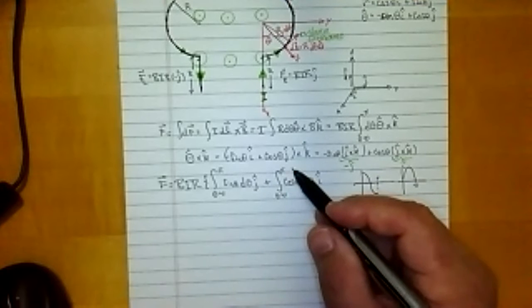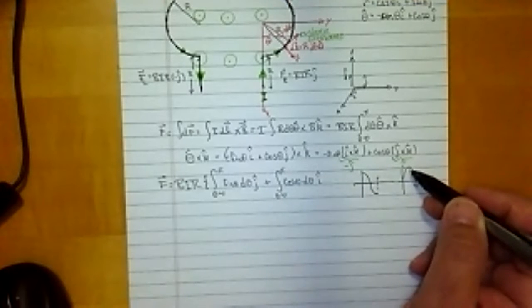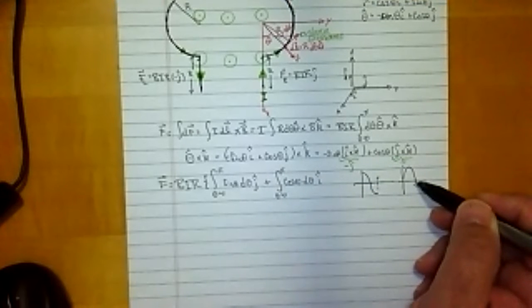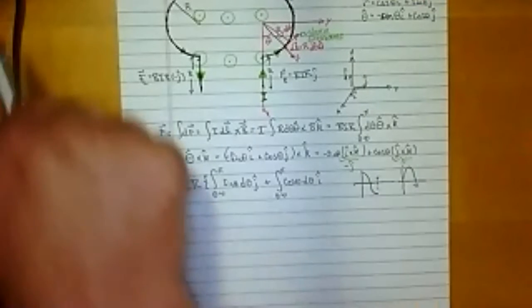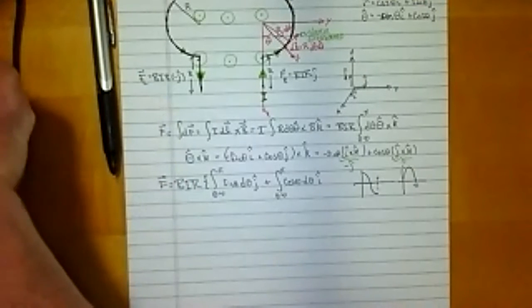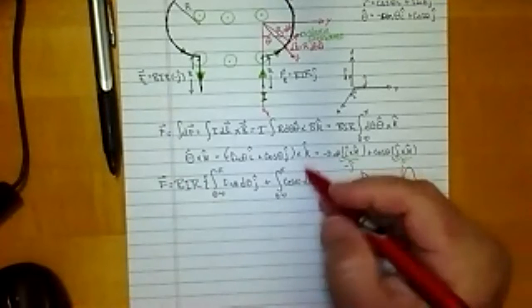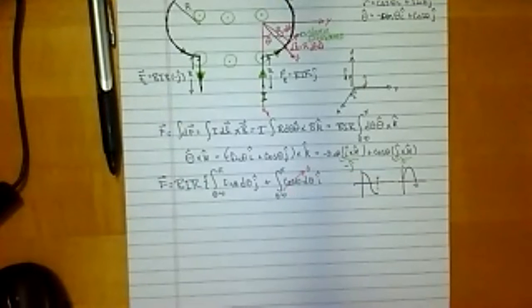So then I take the sine of pi, which is 0, and I subtract from it the sine of 0, which is 0. So I'm clearly going to get 0. There are a lot of different ways we can see that this component is in fact going to 0.